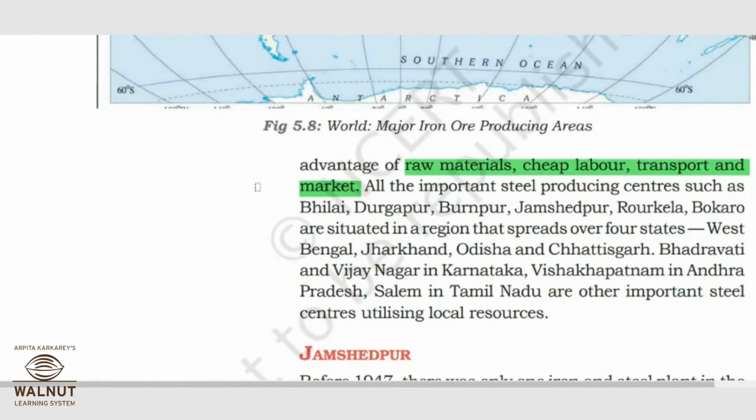Then again, transport and market remain the same, because your cost on transportation and your cost of taking the product back to the market should be reduced. Only then can you earn profit. Your cost of production: last time you wrote in an answer, why are industrial areas important, and in that you wrote the first point, it lowers the cost of production, correct? So this is very, very important.